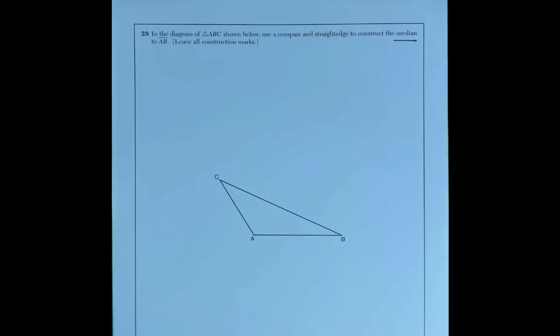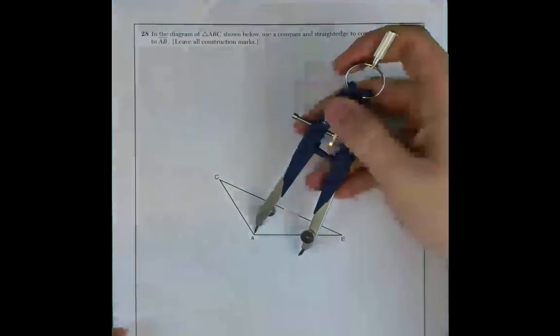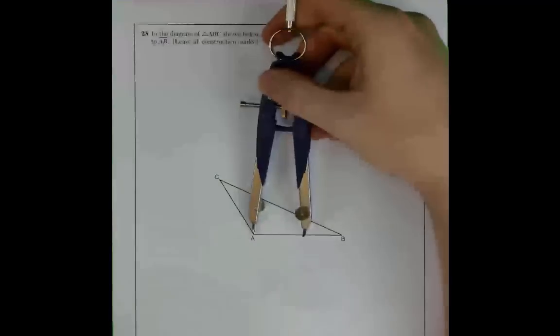Now, a couple things that you need to know about a median. A median, once again, is drawn to its midpoint. It's drawn from the vertex to its midpoint. So it's saying draw a median to side AB. So the first thing that we need to do is we actually need to create a perpendicular bisector of AB.